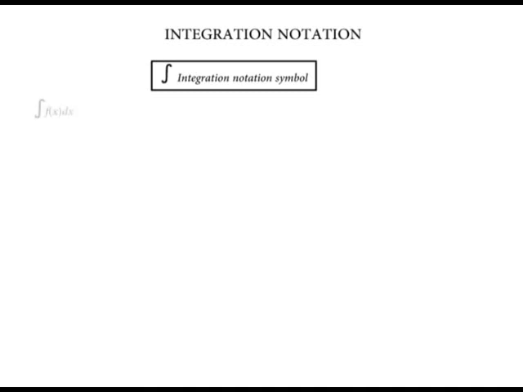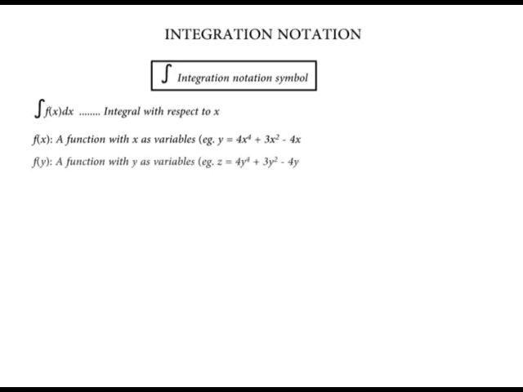Next, we look at integration notation. Now, this symbol is used to show that an integral is to be calculated. In general, this means that the integral is to be calculated with respect to x. f(x) simply means a function having x as the variable. For example, y is equal to 4x to power 4 plus 3x squared minus 4x. And because y is equal to 4x to power 4 plus 3x squared minus 4x, you can actually replace f(x) with y. But in almost every equation, we will have f(x). If the variable were y, then we would have f(y).